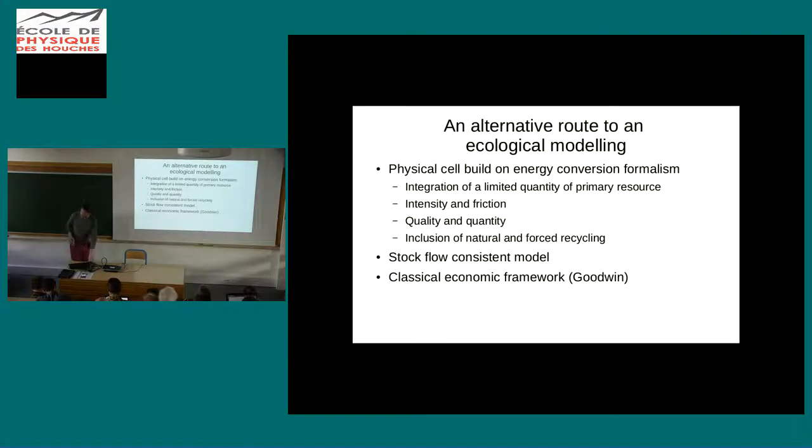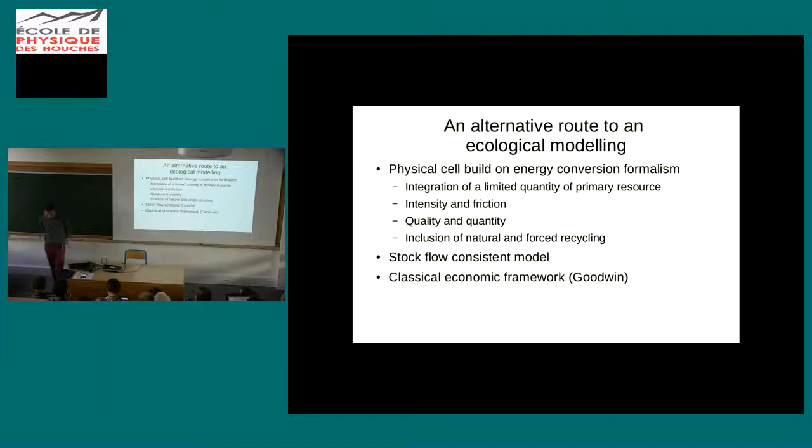Okay, so now the second part. In this part I wish to propose an alternative route to ecological modeling. I want to build on the thermodynamic categories, but not on the thermodynamic formalism. We will build physical cells that take into account the quantity of primary resource, the intensity, that means the time in which you have to do some work, the quality and the quantity, and the inclusion of natural and forced recycling.